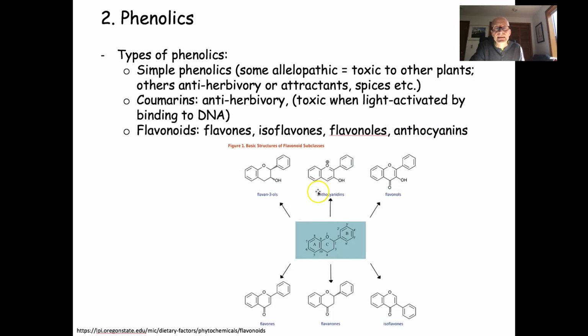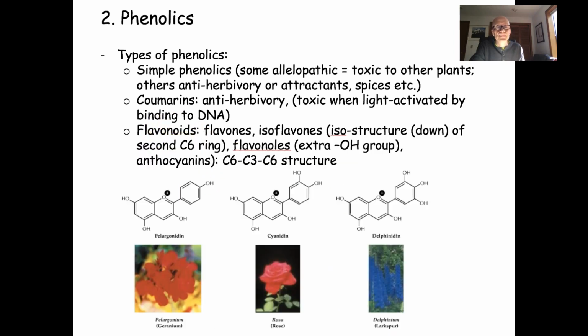What you can see is that they all have this relatively similar structure in general, and so all of these are flavonoids. So the anthocyanins, as a particular type of flavonoids, many of them are colored, and you can see them here as examples of the chemical structure. And here you see essentially the color that they produce in the plant.